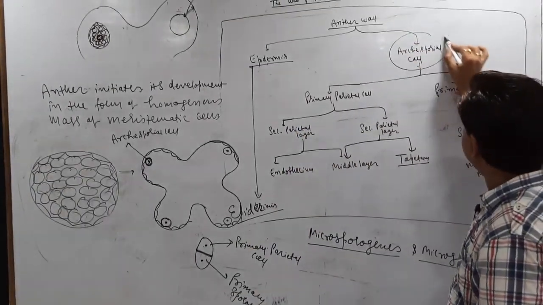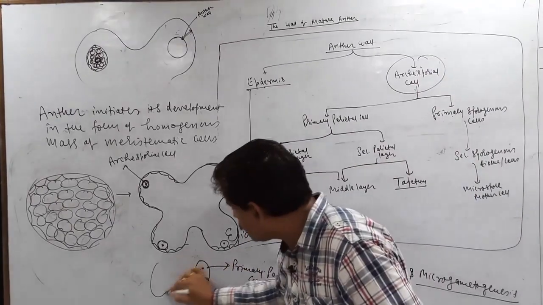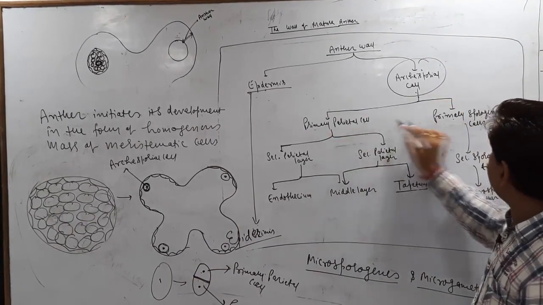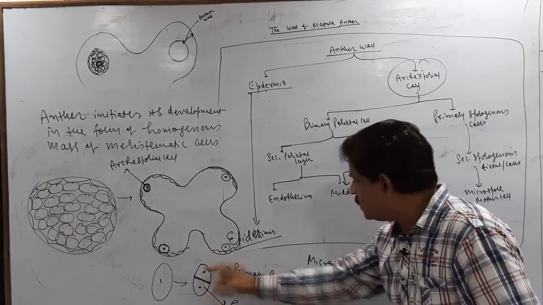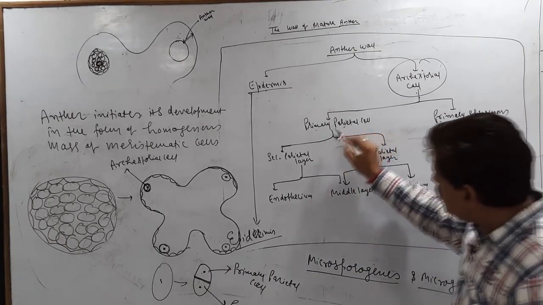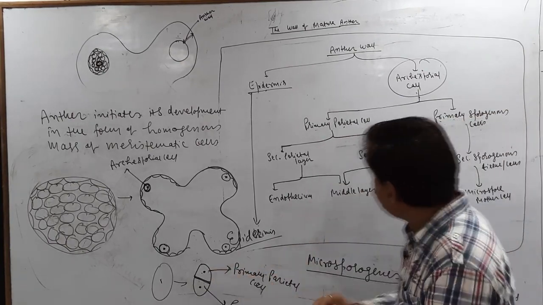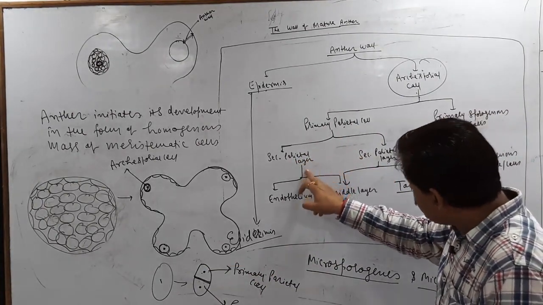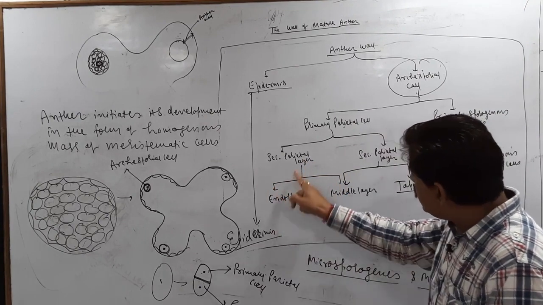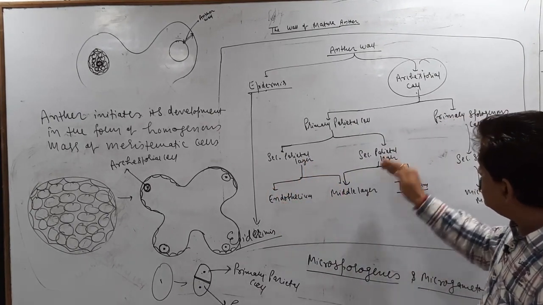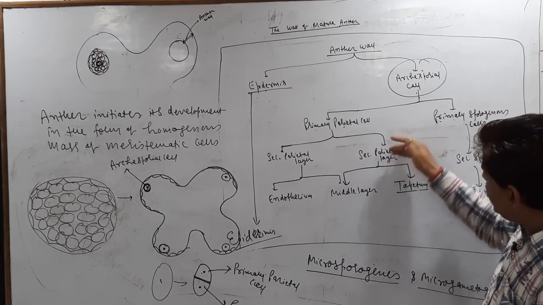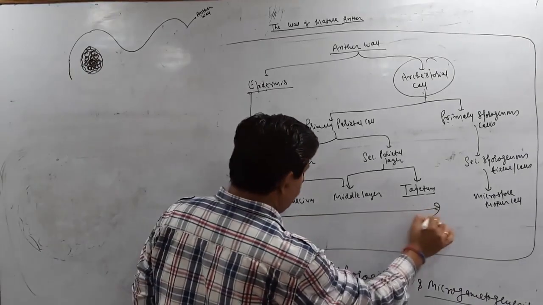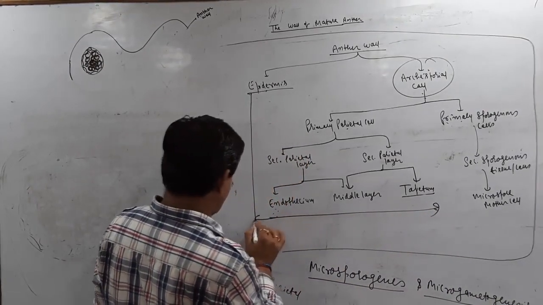This is the archisporial cell. This archisporial cell divides into primary parietal cell and primary sporogenous cell. The primary parietal cell divides again to form the secondary parietal layer, and this secondary parietal layer again divides into endothecium and middle layer. The other secondary parietal layer divides into middle layer and tapetum. This is how the anther wall forms.